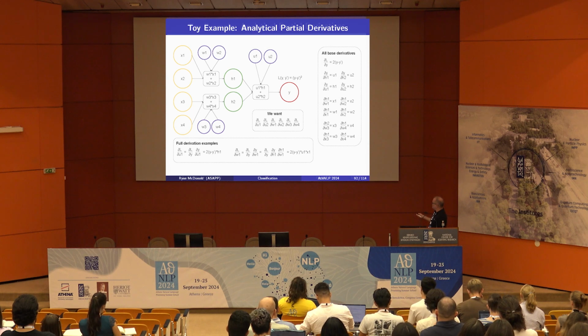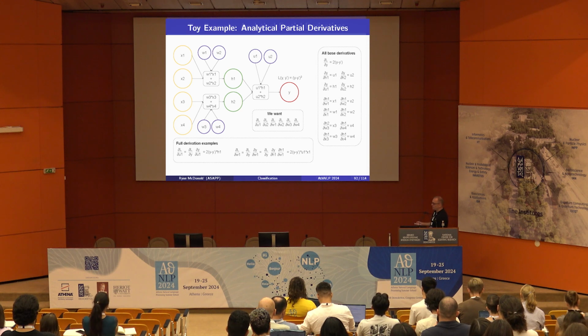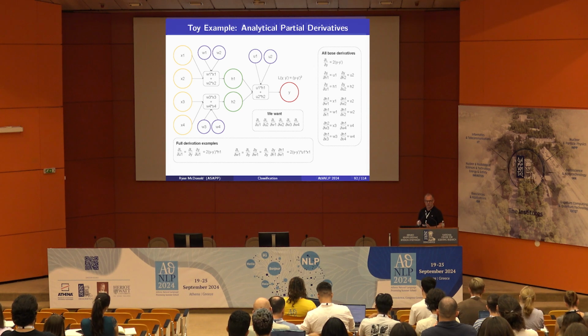Now, to compute these, I need to start using the chain rule. Let's say I want to compute the derivative of L with respect to u1. I'll use the chain rule and say it's the derivative of L with respect to y, times y with respect to u1. I know those two derivatives, I can look them up in my table, and I get this function here. So we can use the chain rule, go through the network, and basically analytically write out the partial derivatives for every single variable that we care about. Now we get to backpropagation.